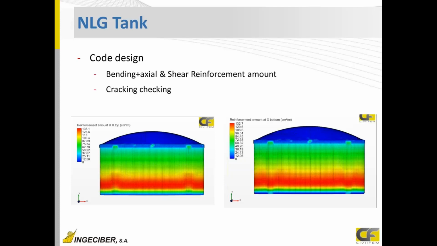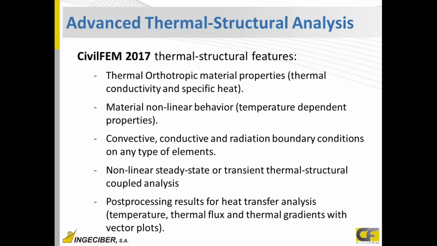So, well, just as a summary, we can see that with CivilFEM 2017, we can perform nonlinear transient or steady state thermal structural analysis, and the feature we have is thermal orthotropic material properties, that is thermal conductivity and specific heat. Also, these material properties can be nonlinear, that is temperature dependent properties. So we can perform a completely nonlinear analysis. Not only thermal conductivity and specific heat are temperature dependent, also other values such as elasticity modulus, yielding limits, and any other.